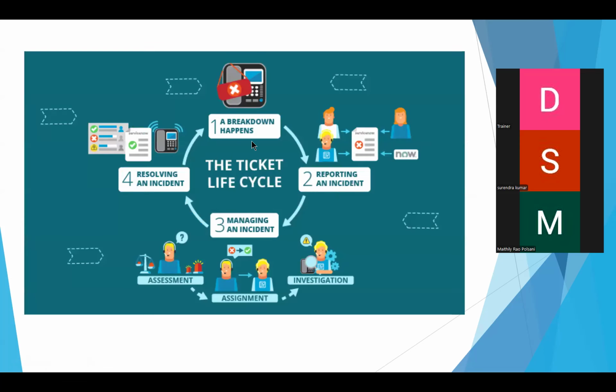So this is one more example. For example, there is a user, and he is having a breakdown issue, a breakdown of his phone, landline or something. So he will report an incident. First, the team will assess to whom this should be assigned. Is it to some software team or hardware team? They will assign it to the correct team, and the correct team will try to investigate. Once they investigate, they will resolve the incident.